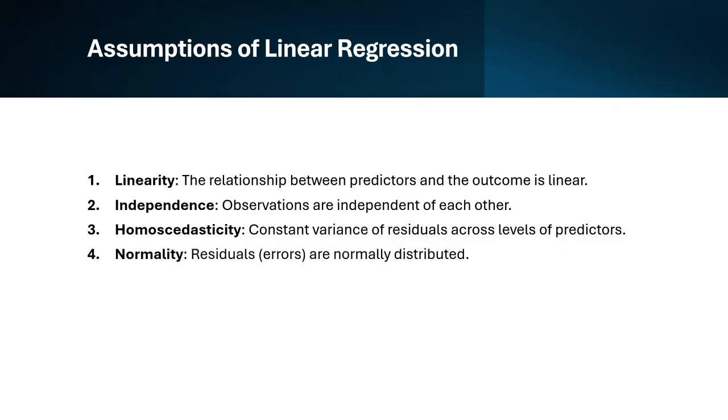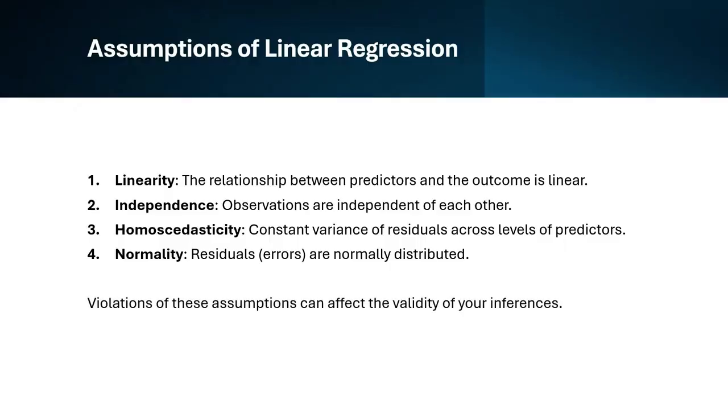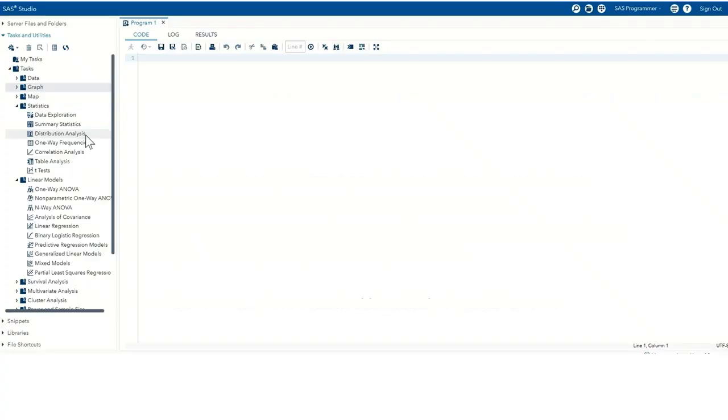Finally, normality. The residuals should follow a normal distribution. If these assumptions are violated, our model results may still run, but the conclusions we draw could be misleading or even invalid. We'll talk more about these assumptions when we discuss the results of linear regression.